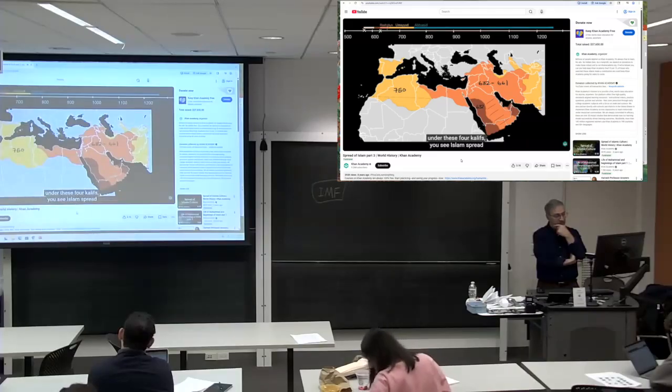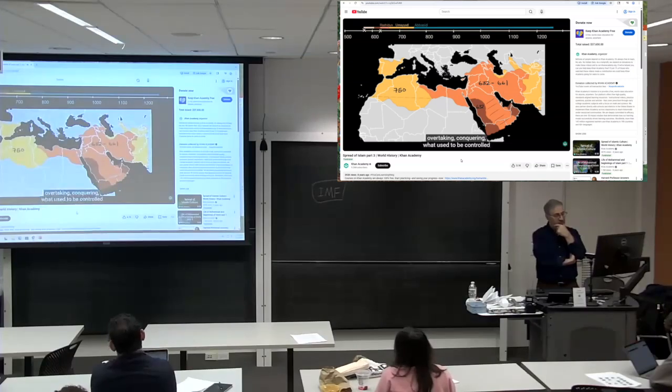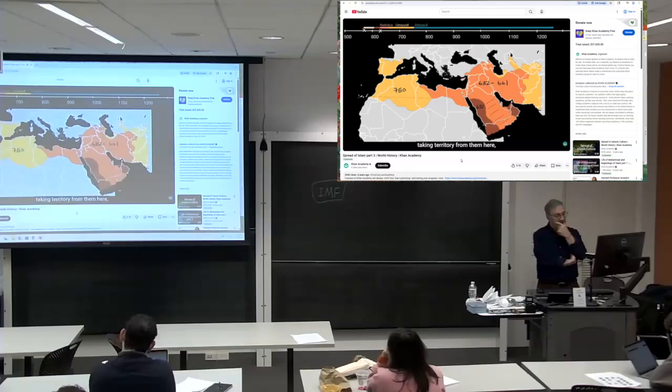Under these four caliphs, you see Islam spread from as far west as Tunisia and Egypt, all the way through Persia. And keep in mind, this is spreading, overtaking, conquering what used to be controlled by very powerful empires. The Byzantine Empire, or Eastern Roman Empire, taking territory from them here, and then Sassanid Persia, taking territory from them, and this is less than 30 years. And then it spreads even more.